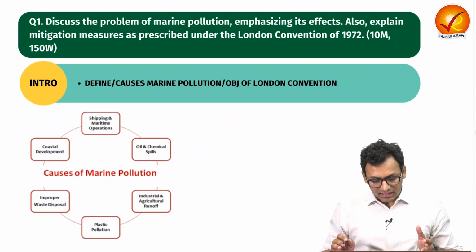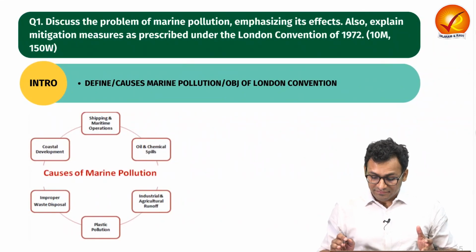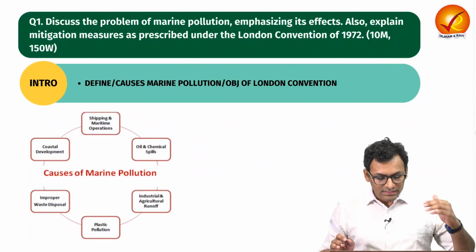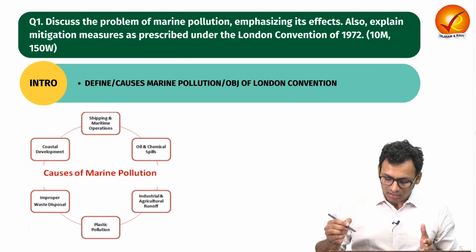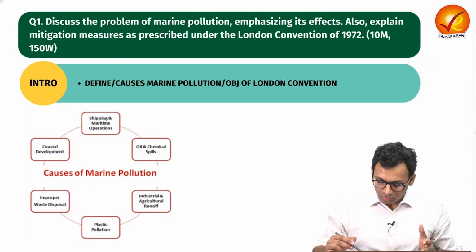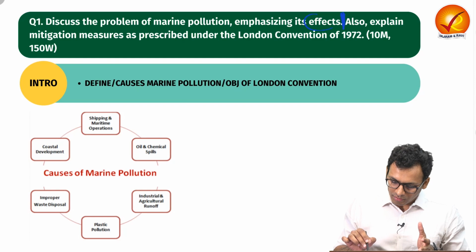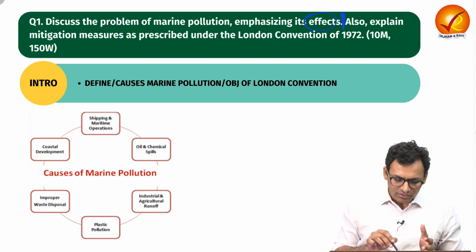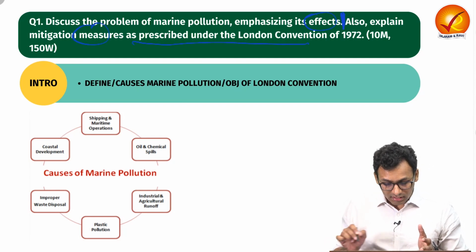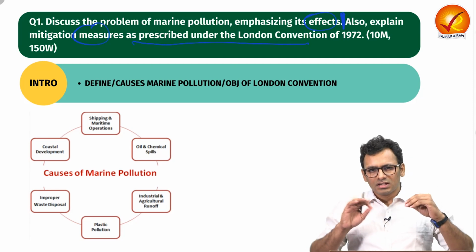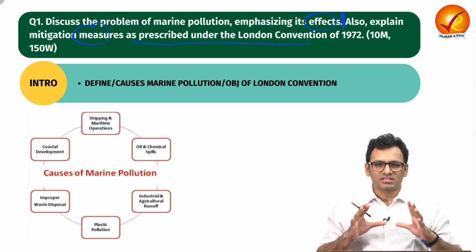Discuss the problem of marine pollution, emphasizing its effects. Also explain mitigation measures as prescribed under the London Convention of 1972. Now it's a 10-marker question, so we will be dividing the same in introduction, 2 body parts. First we'll talk about the effects. In the second body part, we'll talk about the measures as prescribed under the London Convention. And then in the conclusion, we will talk about how exactly the issue must be resolved.